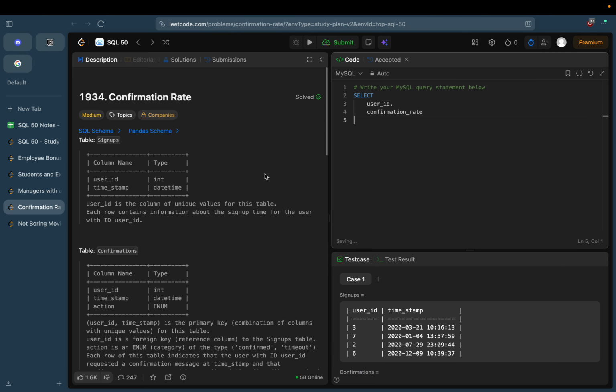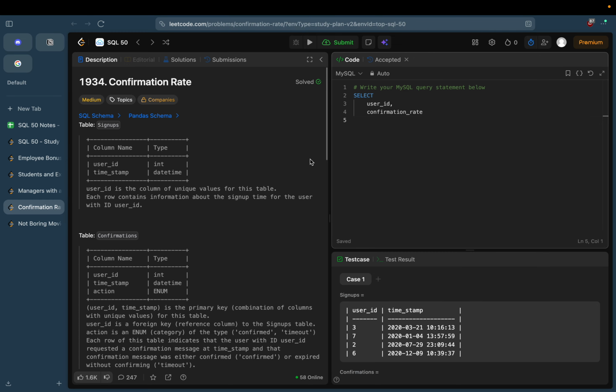As I said, we'll be using a left join because we want all the signups to be considered. From signups, we give this an alias of S, left join confirmations, give it an alias of C. On, we only want to join it on the user ID, as I discussed earlier. We don't require timestamp, it is simply not common between these two. So S dot user ID equals C dot user ID, that's a joining condition.